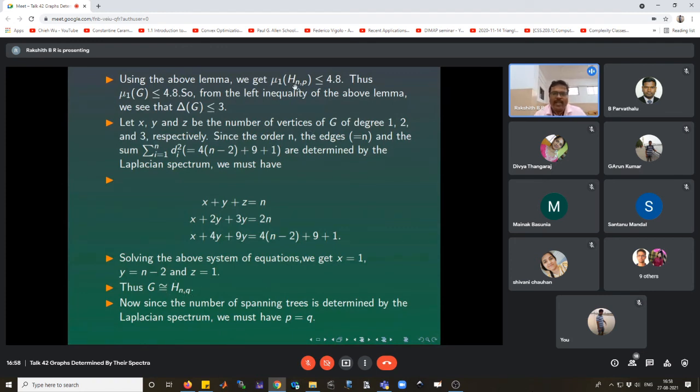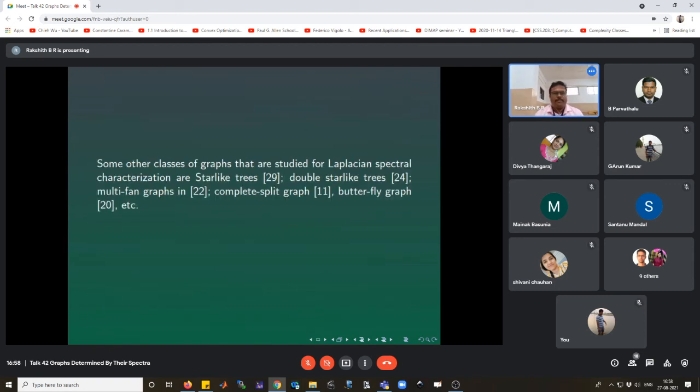because the number of spanning trees in H n comma Q is Q, and the number of spanning trees in H n comma P is P. And since the number of spanning trees is determined by the Laplacian spectrum, we must have P the same as Q. That means your G must be isomorphic to H n comma P, the given lollipop graph. So this also implies that no two lollipop graphs are cospectral with respect to the Laplacian spectrum. Right? So this completes the proof that the lollipop graph is determined by the Laplacian spectrum.